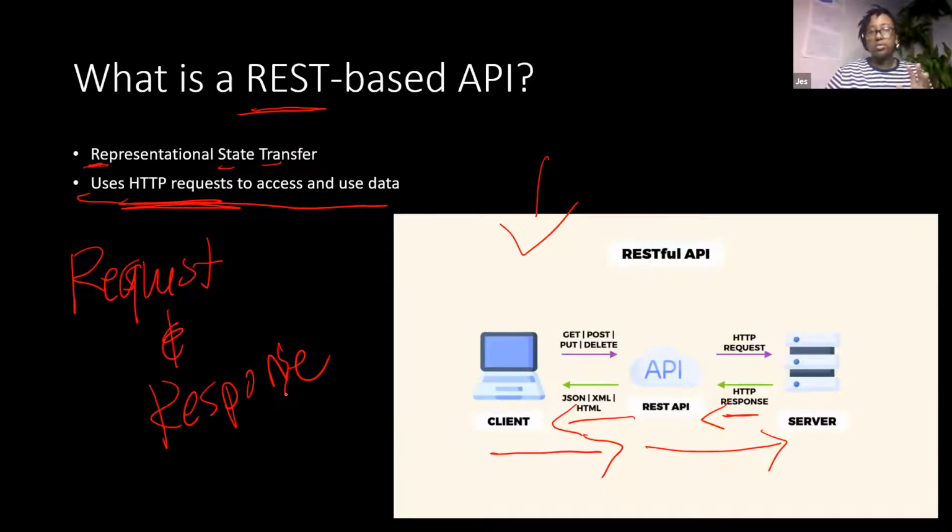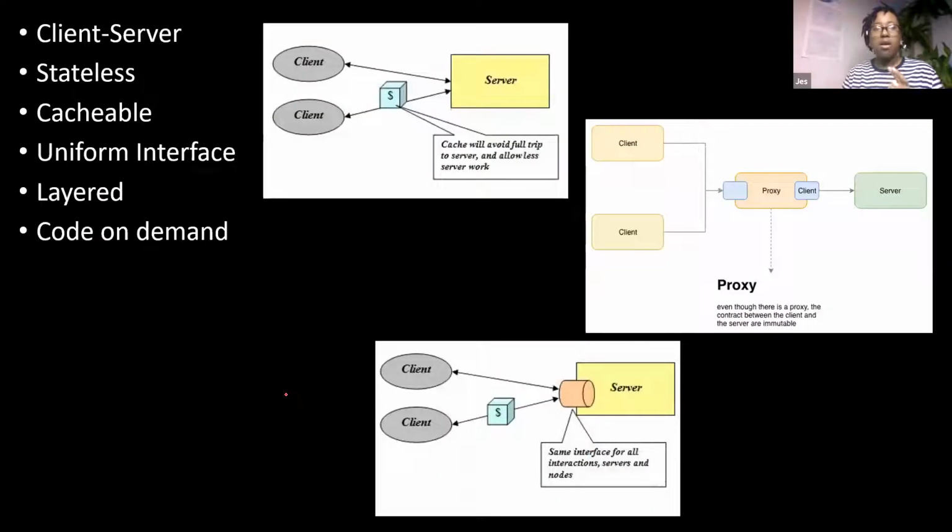That's all that is to it. Okay. Now, in order for an API to actually be considered a REST-based API, it has to follow these 6 rules. Okay, let's go through them.